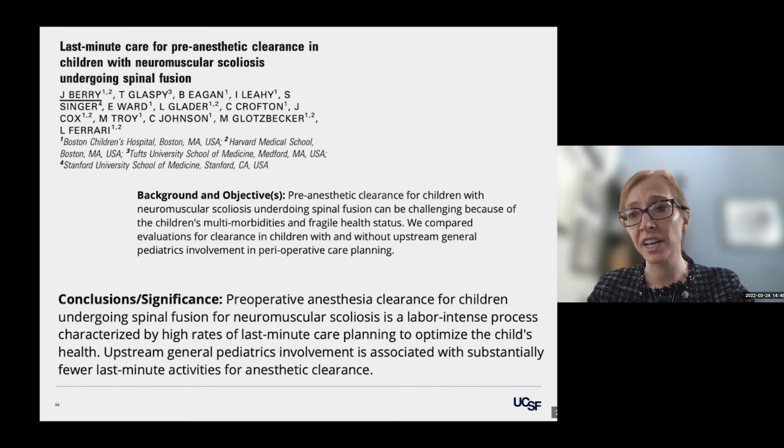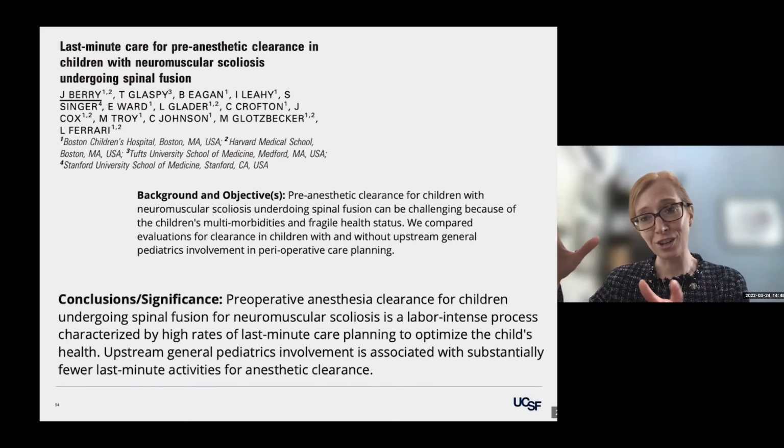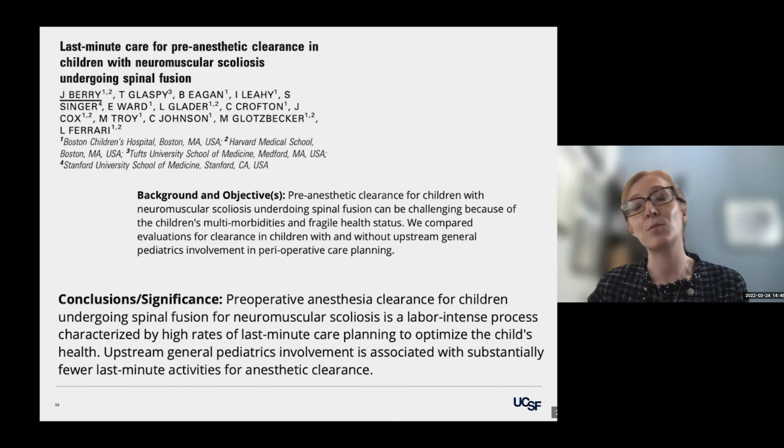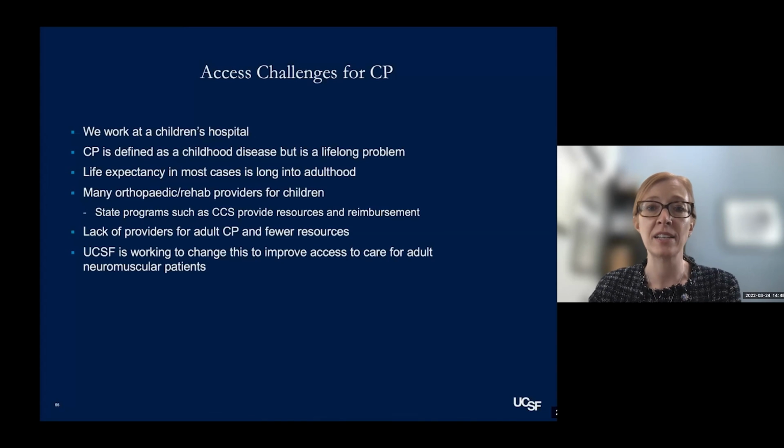But we really like our pediatricians involved. This was a study that showed that pediatrician involvement before the preoperative visit led to a lot fewer emergent or urgent last minute studies prior to surgery. So we need our pediatricians' help in making sure these children are optimized.